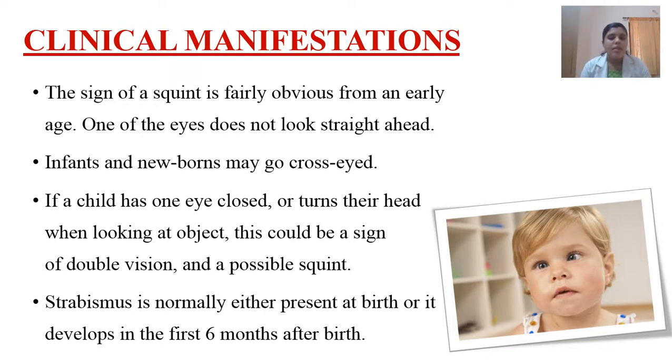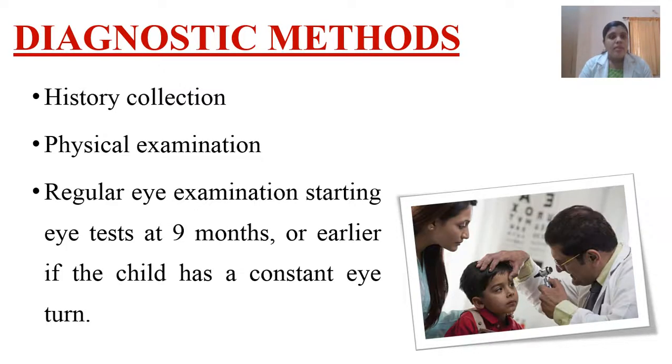So usually, sometimes these congenital strabismus will be present at the time of birth itself, or if it is not there, it can develop within 6 months following the delivery. Okay, so now, how can we diagnose this condition?